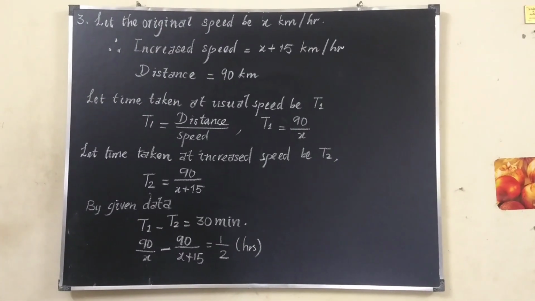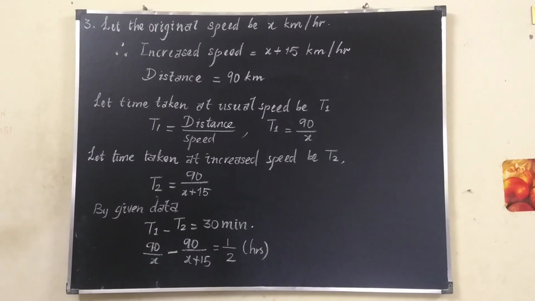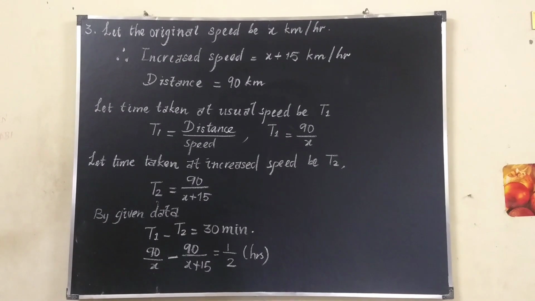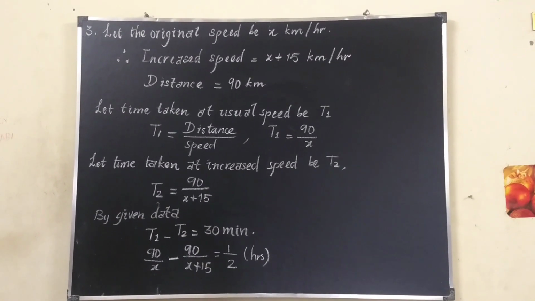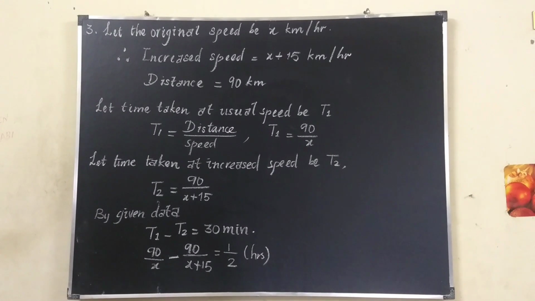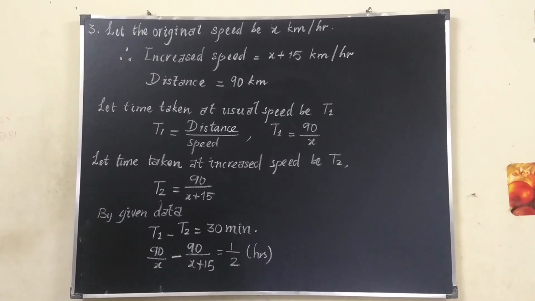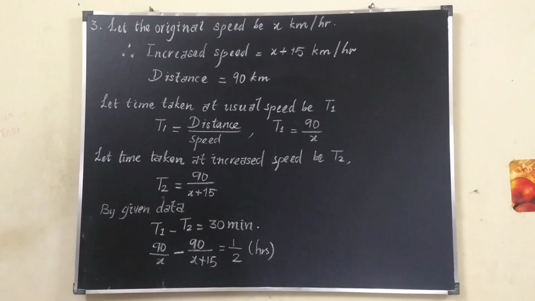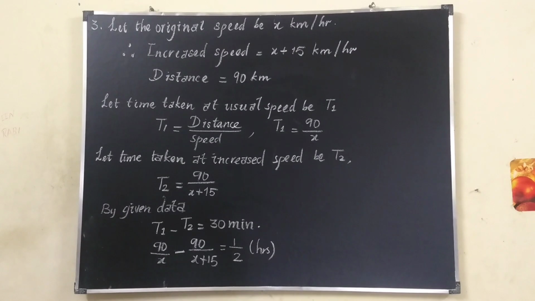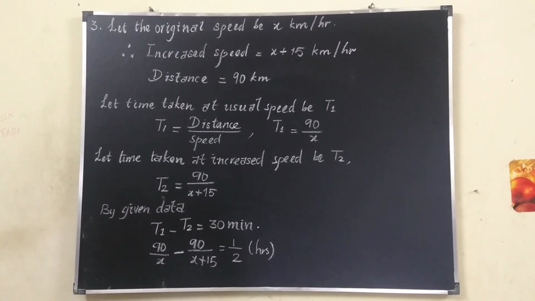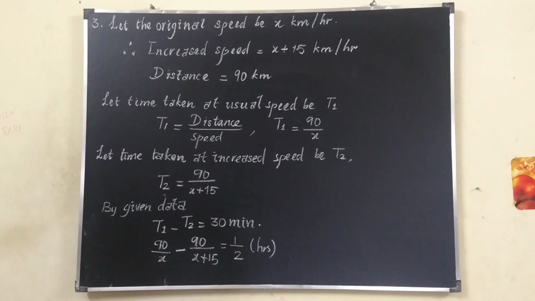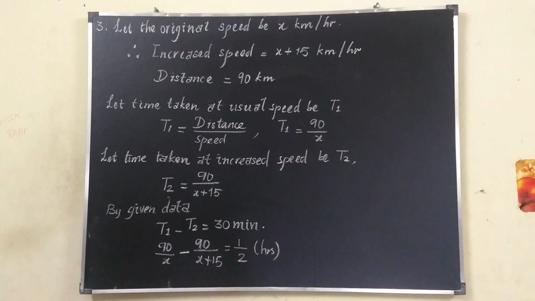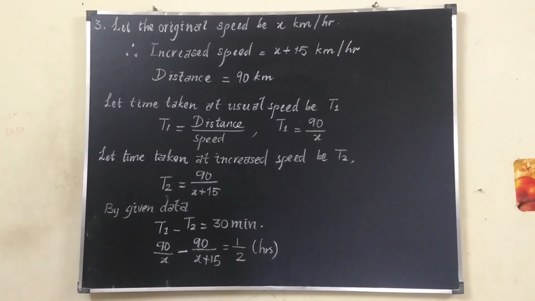The next sum, third sum. The sum deals with a bus and its uniform speed and increased speed. Go through the sum. A bus covers a distance of 90 km at a uniform speed. What's the uniform speed? 90 km per hour. Had the speed been 15 km per hour more, it would have taken 30 minutes less for the journey. Had the speed been 15 km per hour more, what does it mean? The speed of the bus increases by 15 km. From the usual speed, it increases the speed by 15 km.